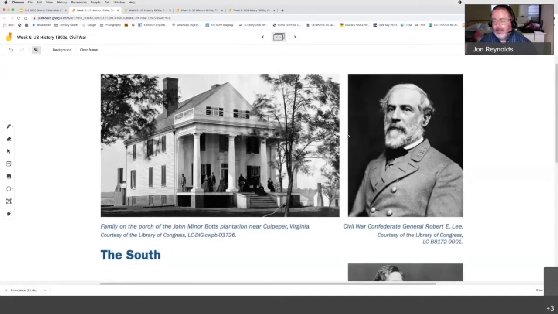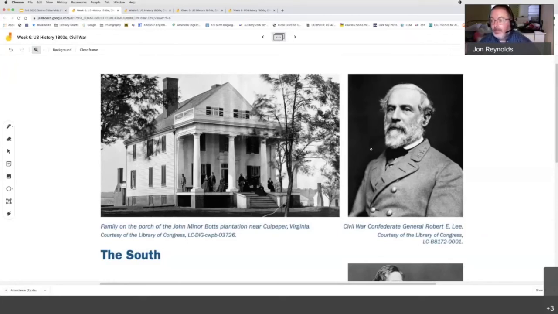And by the way, where was Abraham Lincoln born? Does anybody know? Kentucky? Congratulations! Abraham Lincoln was born here in Kentucky. If you go to the library in Covington, you will see a big statue of Abraham Lincoln. That's because he was born here.